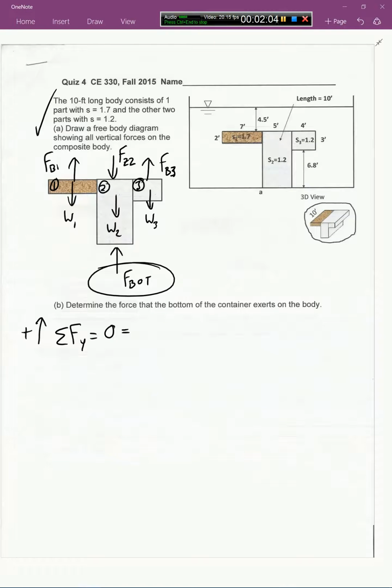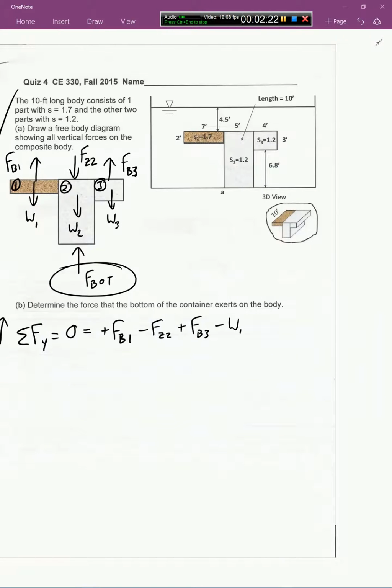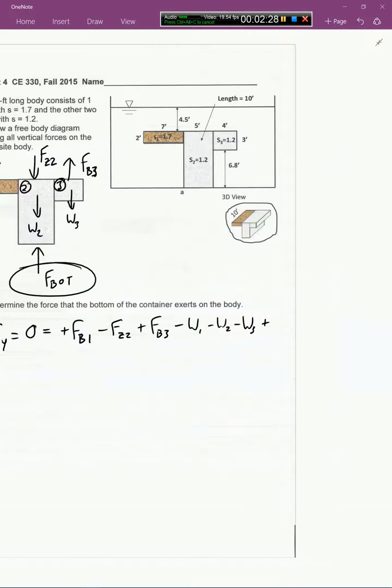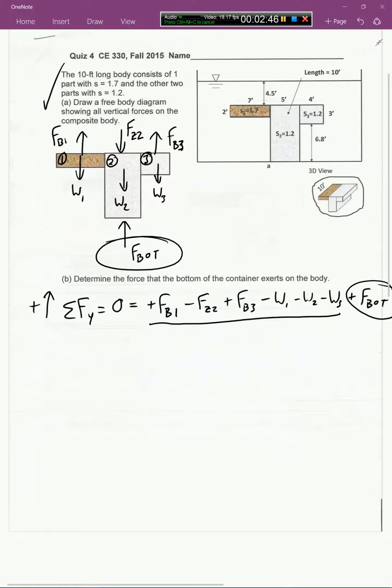So for starters, we'll say FB1 is positive because it is acting upwards right here, minus FZ2 because it's acting downwards, plus FB3 because it is acting upwards, minus all of the weights, so minus W1, minus W2, and minus W3, and then finally plus F-bot. That is basically the equation that we're going to be using for this entire part. Now we just have to figure out all of these different values in order to plug them in and ultimately find F-bot, which is what the problem is asking for.